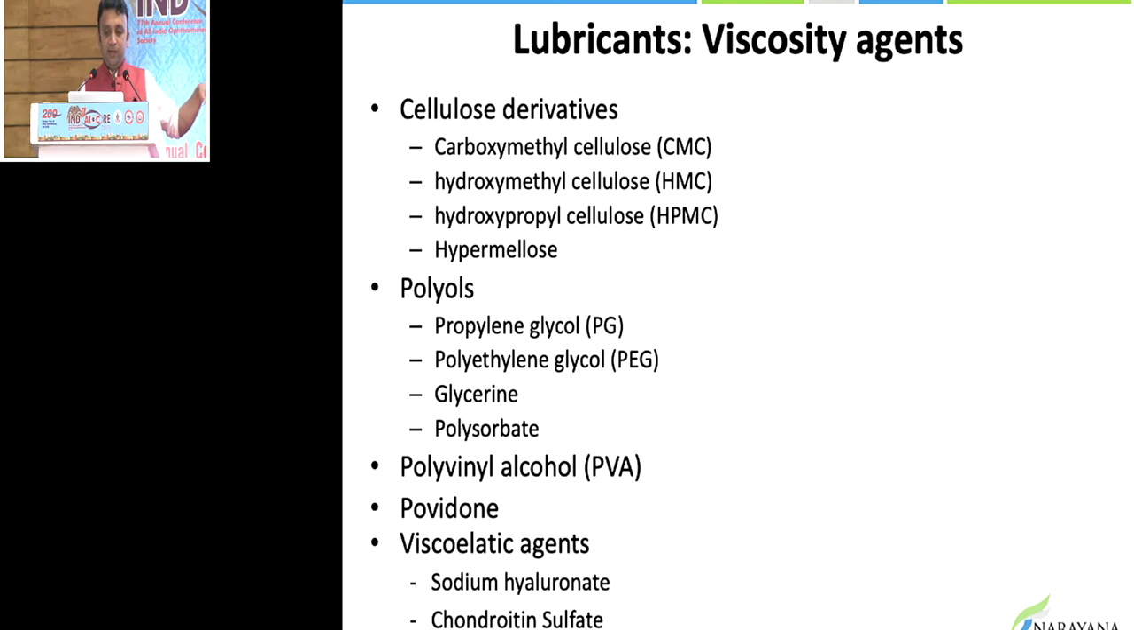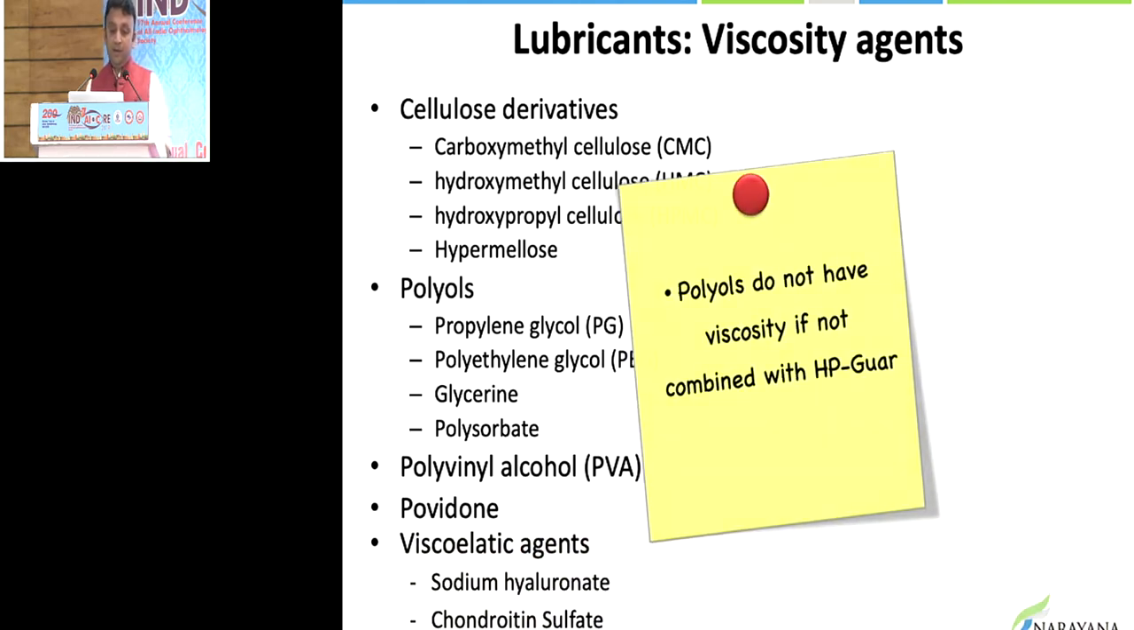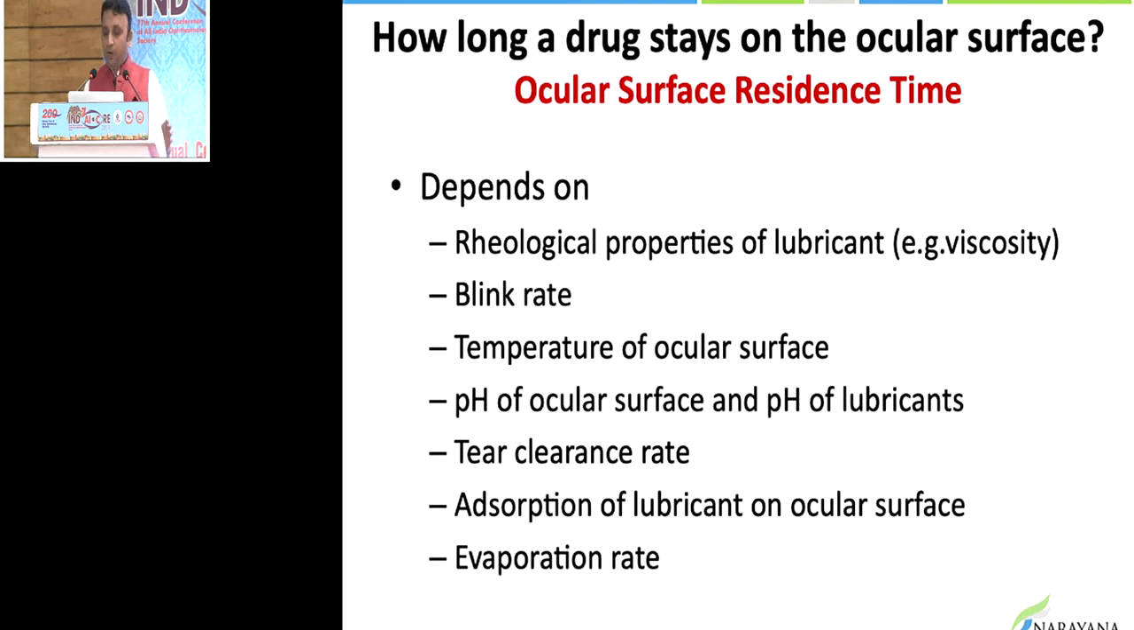So there are multiple viscoelastic agents which we deal with. From our market point of view, when CMC has come under price control, suddenly we start seeing that all the companies are pushing for polyols, all these PVAs, polyethylene glycols, and suddenly every company has those things and they are priced much higher. But interestingly, polyols do not have viscosity themselves unless they are combined with another agent like HP Guar. HP Guar is something which gives the viscosity to polyols. So if you do not have a viscosity agent combining with such a molecule, it's not going to be very viscous. So just because something has come under price control, the profit margin goes down, the company now wants to push something else, which is possibly not the best thing which you want.